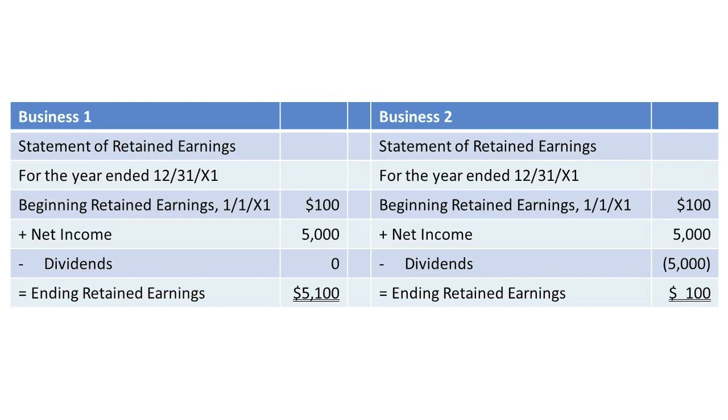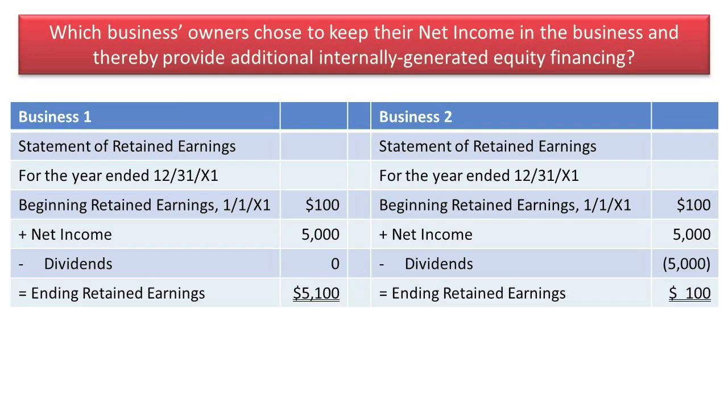Let's look at an example of what we can learn by reading just the statement of retained earnings portion of the larger statement of stockholder equity. Please stop the video and review these two statements to see if you can recognize which of the two businesses' owners chose to keep their net income in the business and thereby provide additional internally generated equity financing for their business.